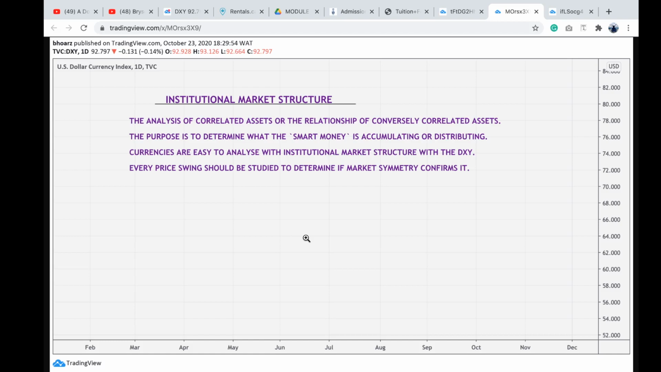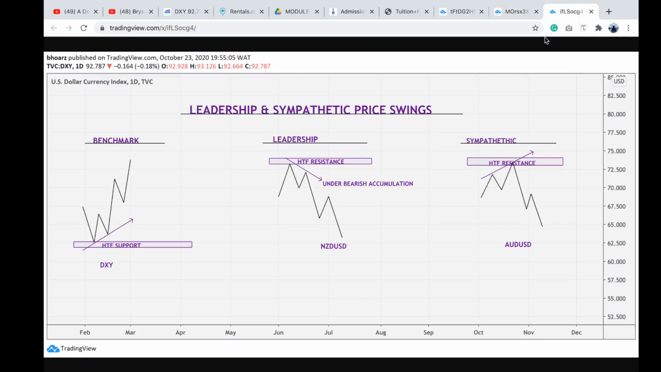So we're looking at institutional market structure now. Okay, what we want to take note of, the terminologies we want to consider, is the benchmark, the leadership, the sympathetic, and also correlating asset classes. So now, what is the benchmark? The benchmark is the currency or the asset class that other asset classes are measured against.